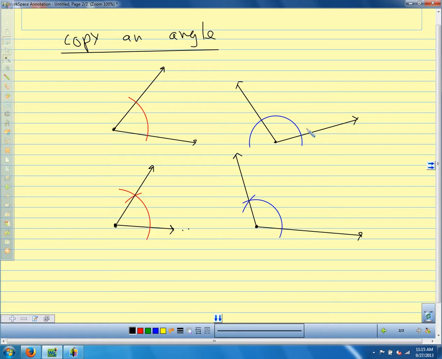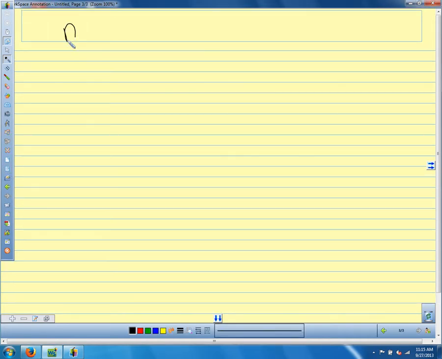All right, so we have copy a segment and copy an angle. So we know how to make congruent segments. We know how to make congruent angles. Now we're going to talk about bisecting. We know how to make them the same. Now we want to cut them in half. We want to bisect a segment.